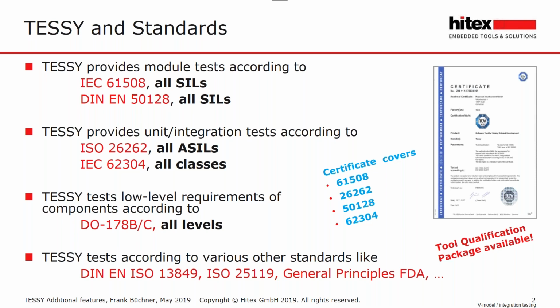The certificate covers the safety critical standards 61508, 26262 from the automotive area, 50128 from the railway area, and 62304 from the medical area, but you can use Tessie also for other safety critical standards like 13849 or whatever.